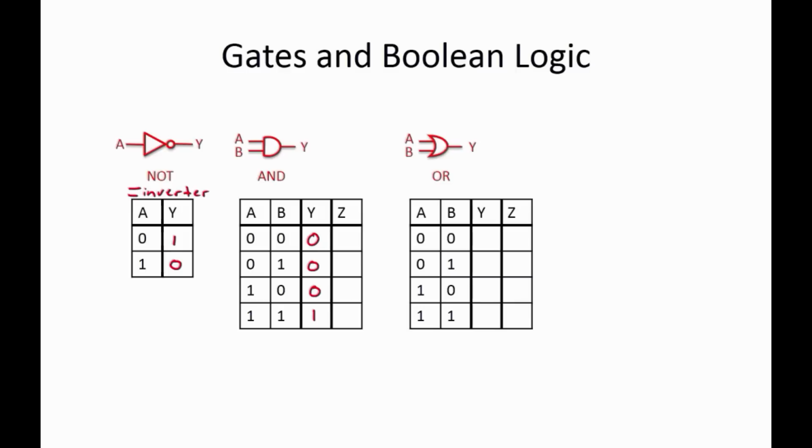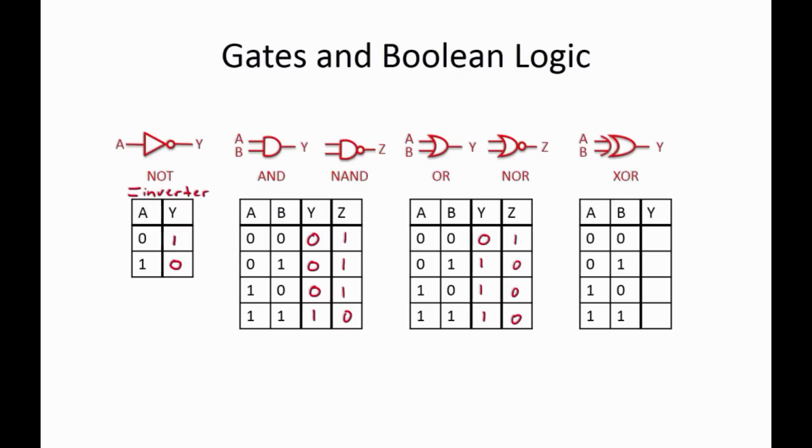The OR function just expects at least one of its inputs to be true in order to produce a 1 as its output. So for AB equals 0, 0, Y equals 0, but for the other three combinations, Y equals 1. NAND and NOR gates simply produce the inverse of AND and OR. The reason that we like to work with NAND and NOR gates is because they are inverting gates and they can be implemented as a single CMOS gate, whereas the AND and OR gates cannot.